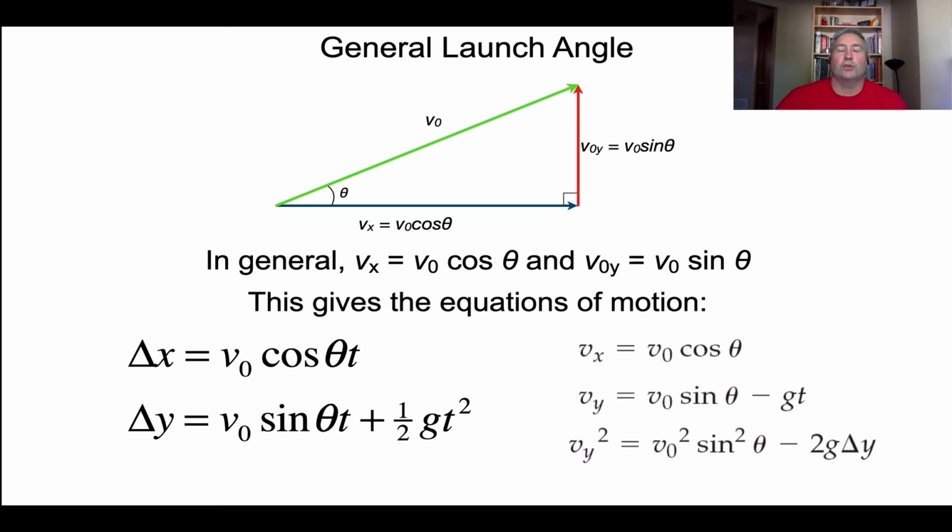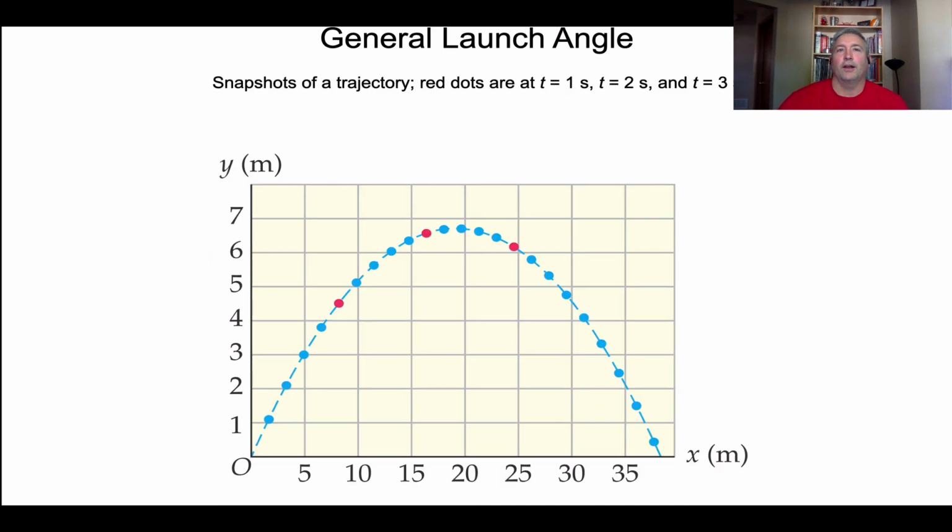So that's what we do. We're doing the same exact formulas. Now we're talking about them in horizontal and vertical detail a little bit differently. All right. So we still get a parabolic motion.